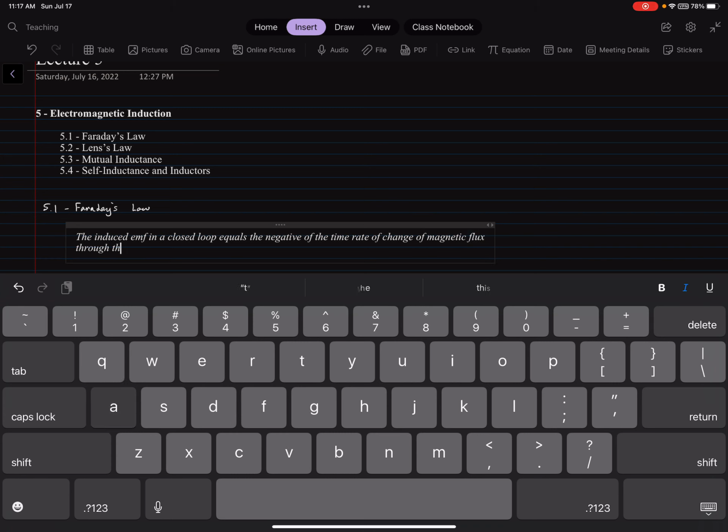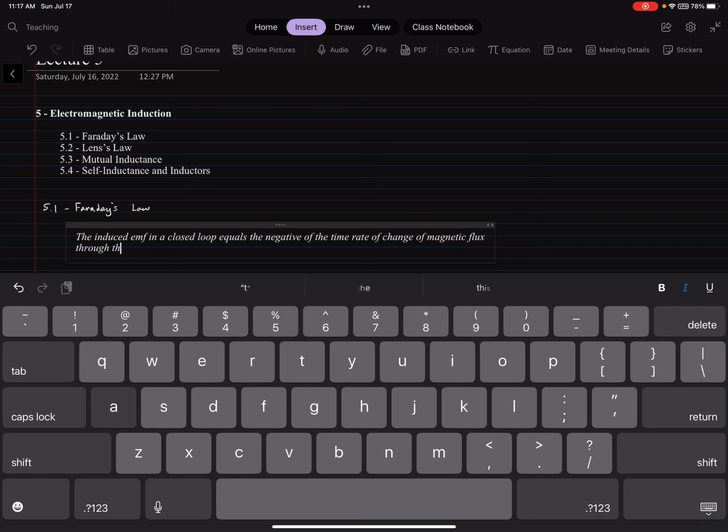We're going to break that down in a bit. But for right now, I'm going to write the mathematical version of this: the EMF, which we usually abbreviate with this epsilon-looking thing, it's really a cursive capital E, is equal to the negative of the time rate of change of magnetic flux. So that's delta magnetic flux divided by delta t. And it's the negative.